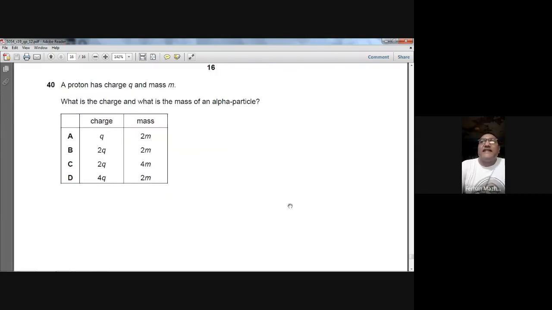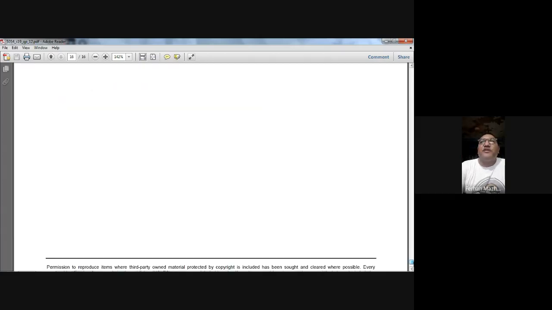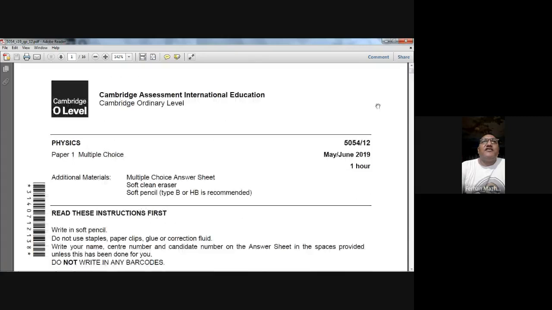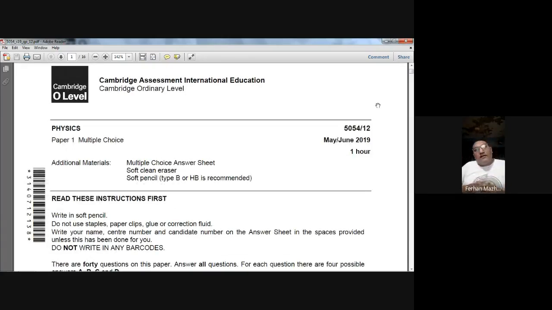So by this question, we have reached the end of this paper. Okay, dear students, today we have solved the 2019 May-June paper 1-2. It's an MCQ paper. I have tried my best. It has a lot of tricky questions. I have tried my best to explain the concepts to you.